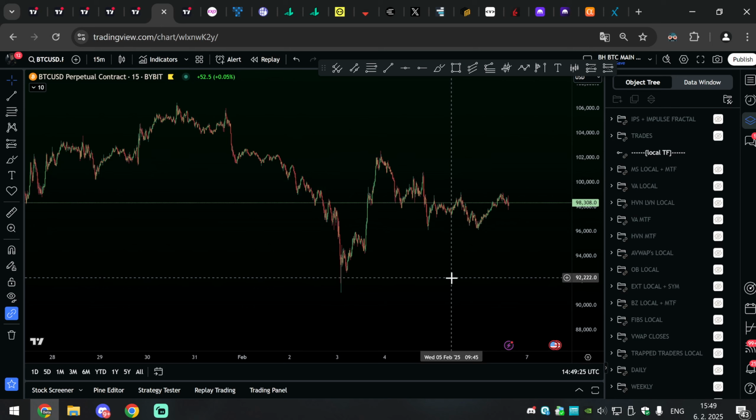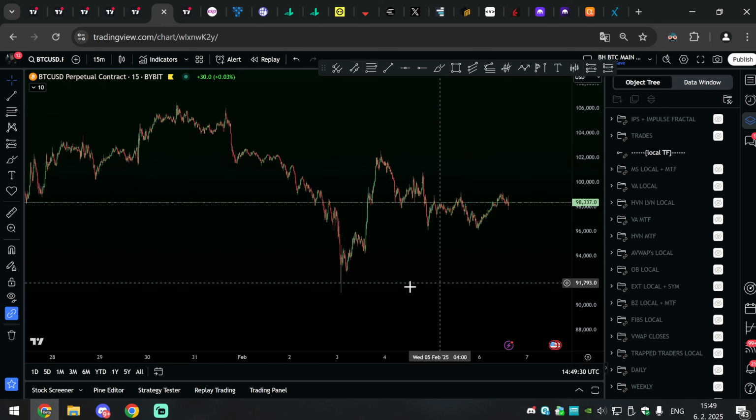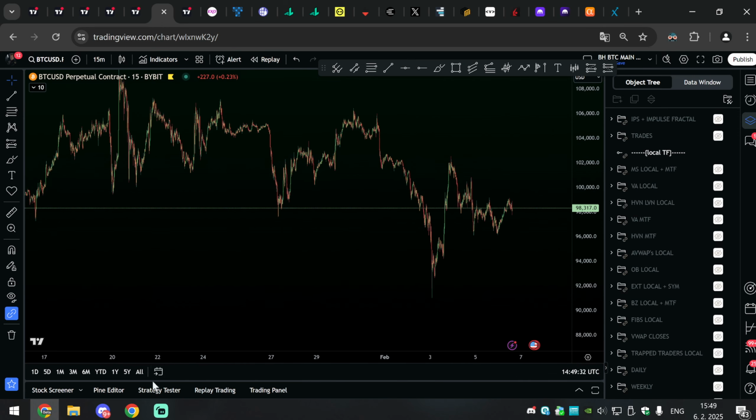And in the second portion of the video, we can have a look at Bitcoin with our Orderflow tools as well. So let's start. First of all, a bit of fundamentals.